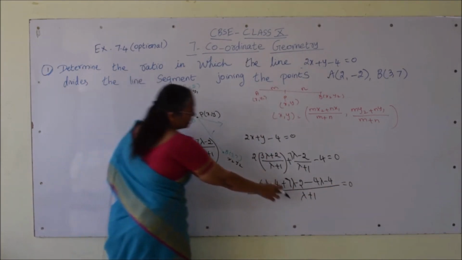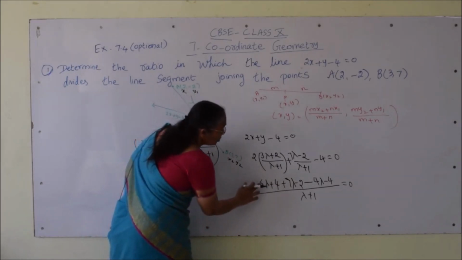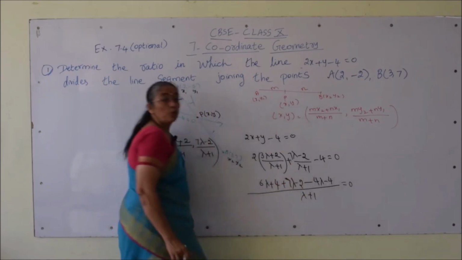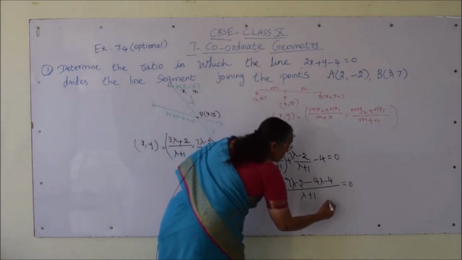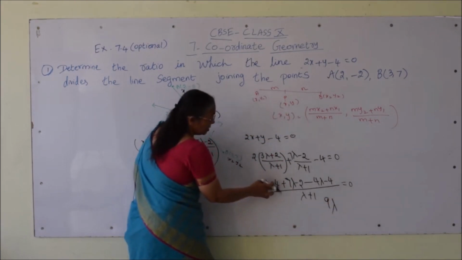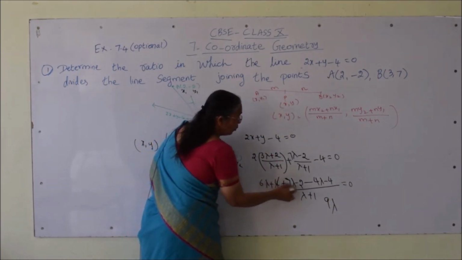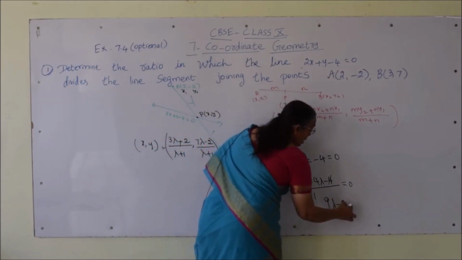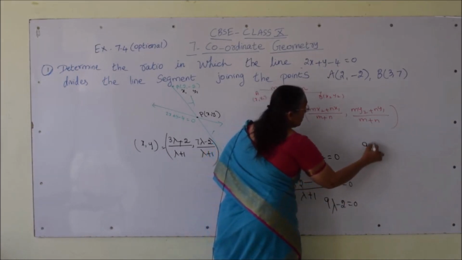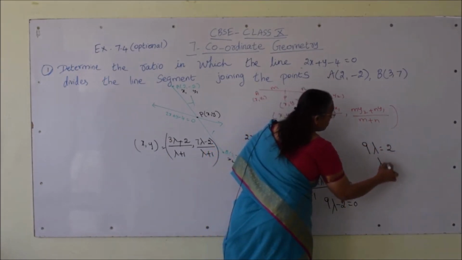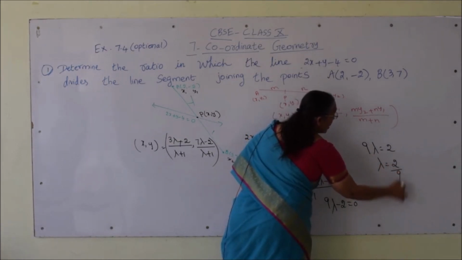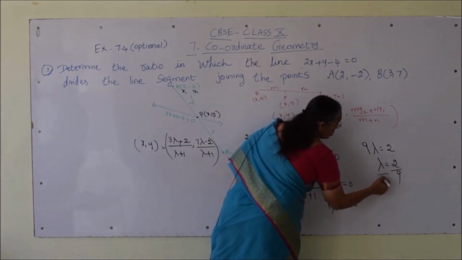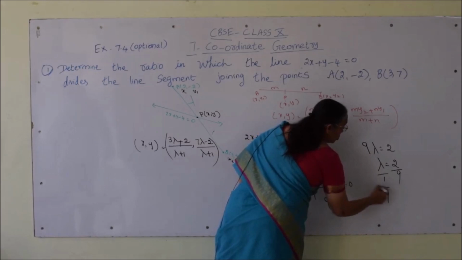Now, here lambda plus 1 cannot be 0, only the numerator is 0. On simplification, the numerator is 6 plus 7, 13 lambda, 13 minus 4, 9 lambda. For the constant terms, 4 minus 4 cancel, and minus 2 remains. So 9 lambda minus 2 is equal to 0, which implies 9 lambda is equal to 2, or lambda is equal to 2 by 9. So the ratio lambda is to 1, lambda by 1 is 2 by 9. The ratio is nothing but 2 is to 9.